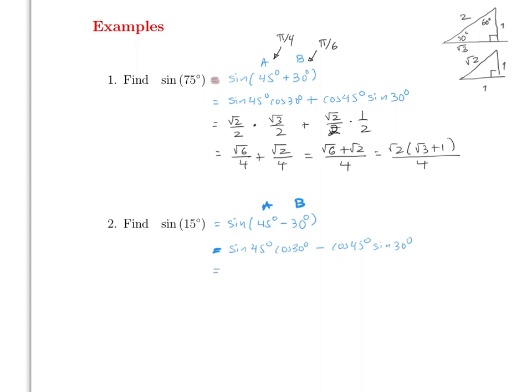You already have the values there, so this is essentially radical 2 over 2 again, times radical 3 over 2 again. So the values are the same. The only difference for this particular problem is going to be the minus sign. So the answer is going to be radical 2 times radical 3 minus 1 over 4. That's it. So you can see this is pretty straightforward.